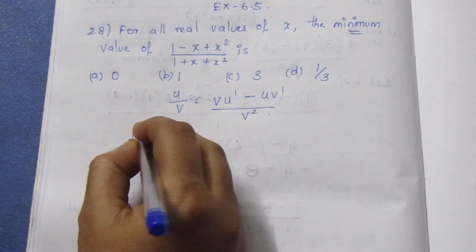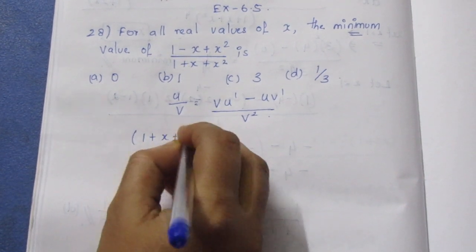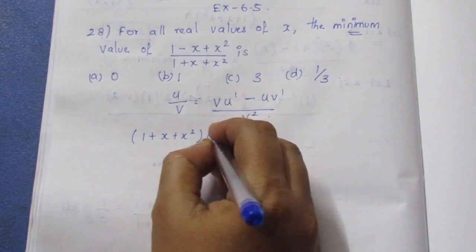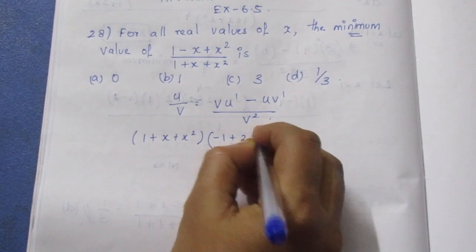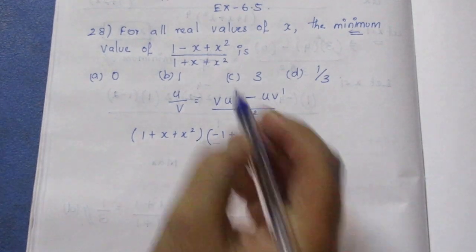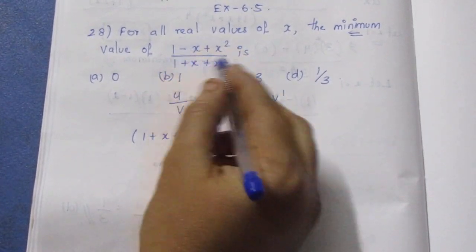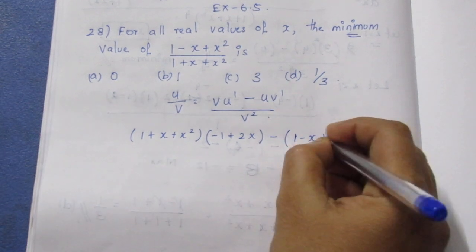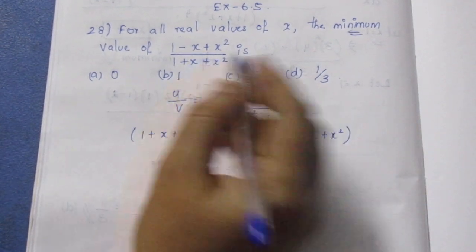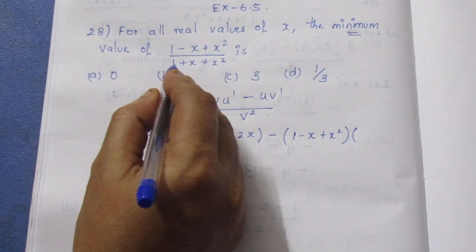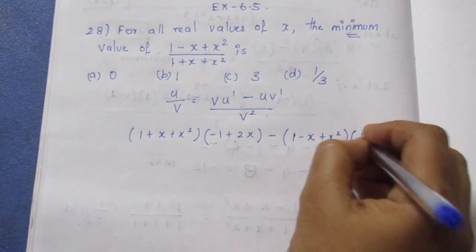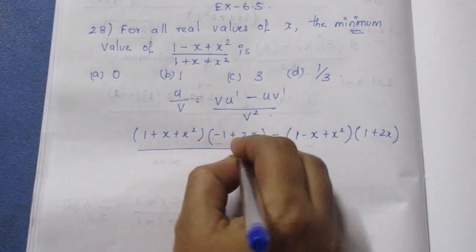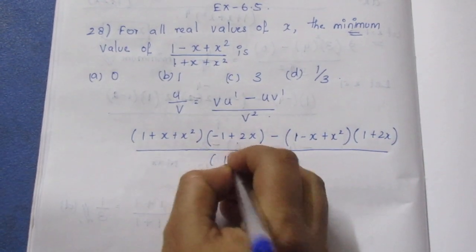So let me write the denominator as it is, and differentiate the numerator. If I differentiate, this becomes 0, this becomes minus 1 plus 2x. Minus, writing the numerator as it is, if I differentiate the denominator, it will become plus 1 because the constant term is 0. So plus 1 plus 2x, by denominator square.